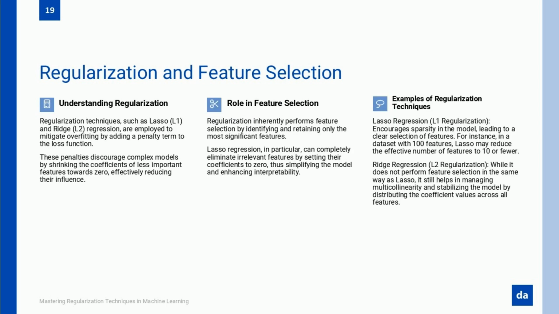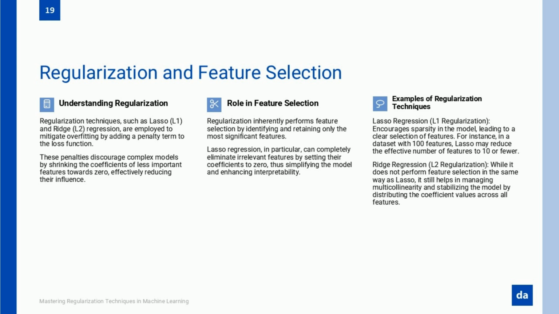Now we're stepping into one of the most powerful benefits of regularization, feature selection. Because sometimes the problem with machine learning models isn't just overfitting, it's too many unnecessary features cluttering the model, making it more complex than it needs to be. Think about it this way.